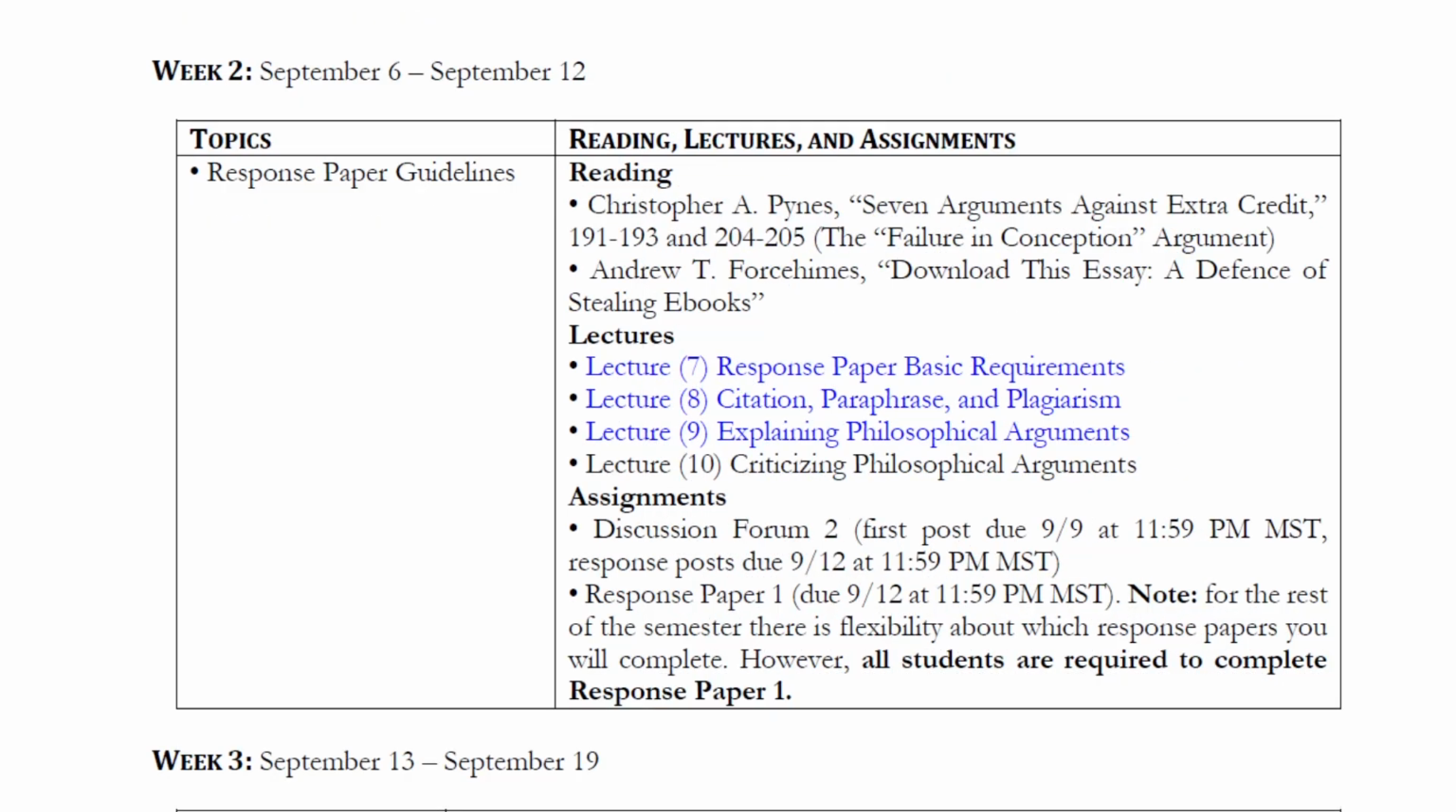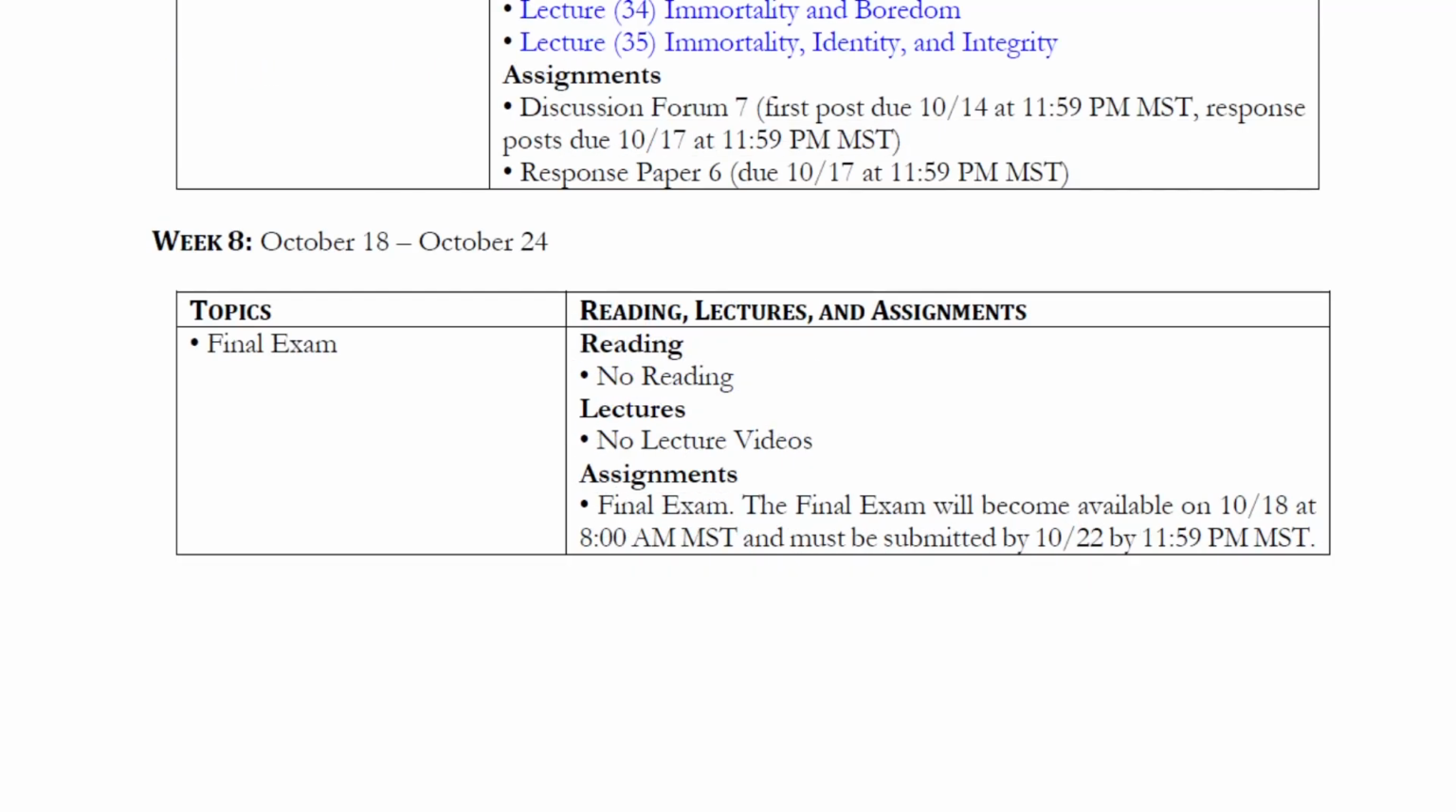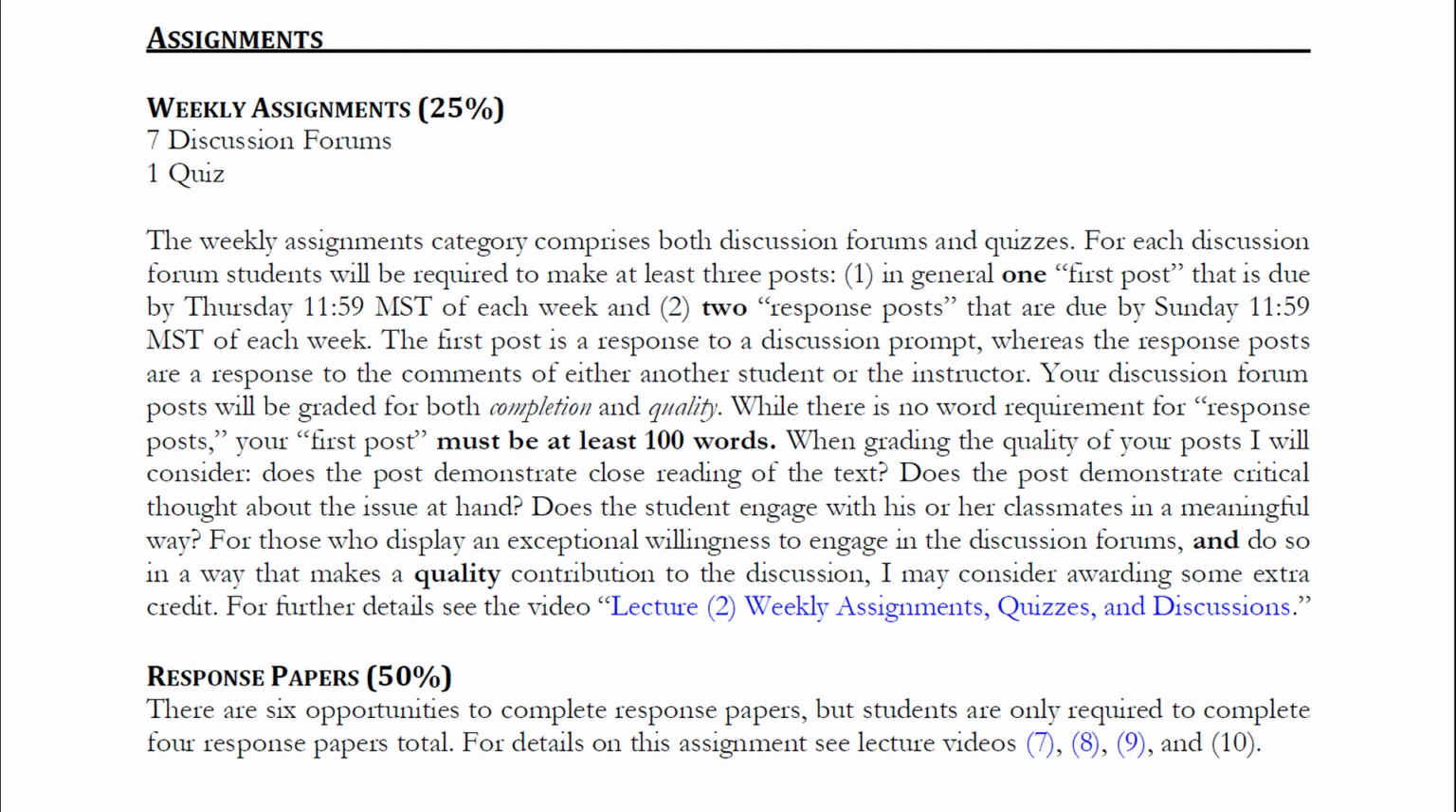In week 2, to take another example, we can see that Discussion Forum 2 and Response Paper 1 are both due. To consider one final example, the course schedule shows that the final exam will be due during the last week of the class in week 8. Now I will say a few things about each type of assignment. Again, this will be rather brief, and more details about these specific assignments will be explained in later videos. However, let's begin with the weekly assignments category.